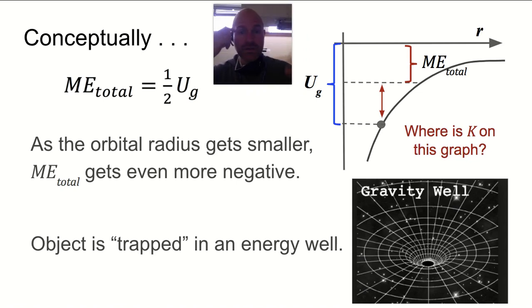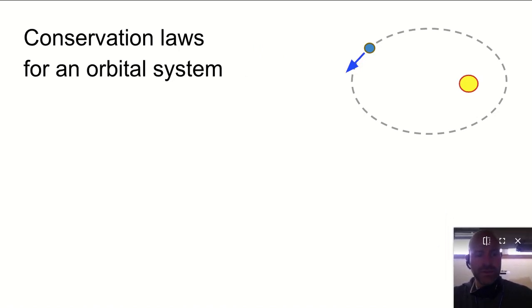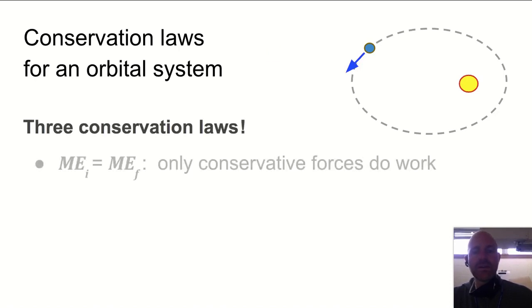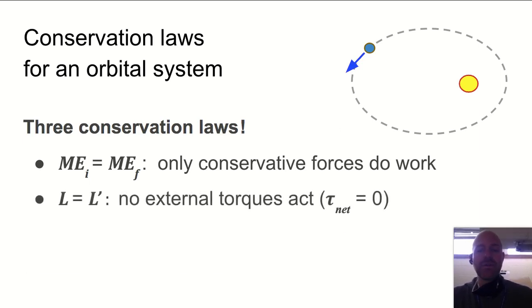And if you remember our potential energy curves, where we said the turning points were the places you couldn't go beyond, that was where the mechanical energy intersected the gravitational potential energy. So for any orbital system, which really is an ellipse, we can say that there are 3 conservation laws. Total mechanical energy is conserved, because only conservative forces do work. Just the gravitational force is there. The angular momentum is conserved because no external torques act, and the linear momentum of the system is conserved. That one may not be quite as obvious, but it's also true.